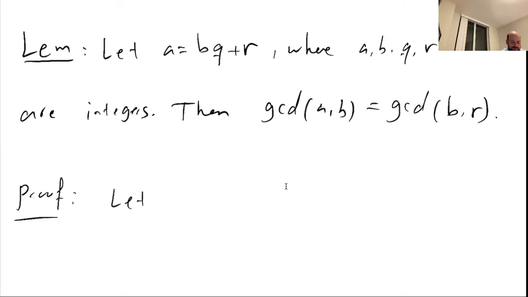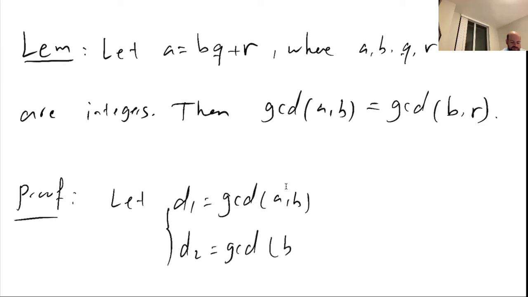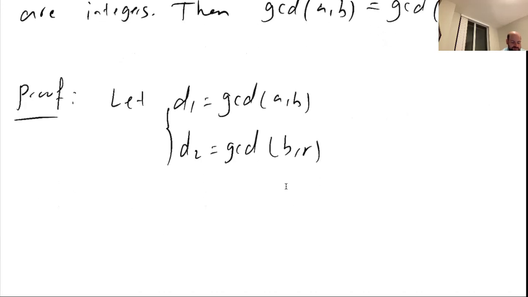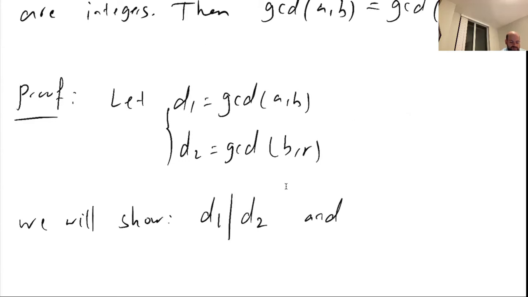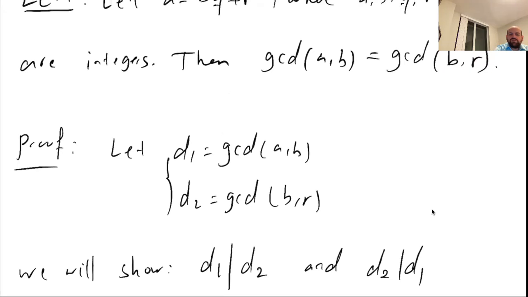So let D1 equals GCD of A and B. Let's say D2 equals GCD of B and R. We will show that D1 divides D2 and D2 divides D1. So this is a very useful trick that we use in number theory.